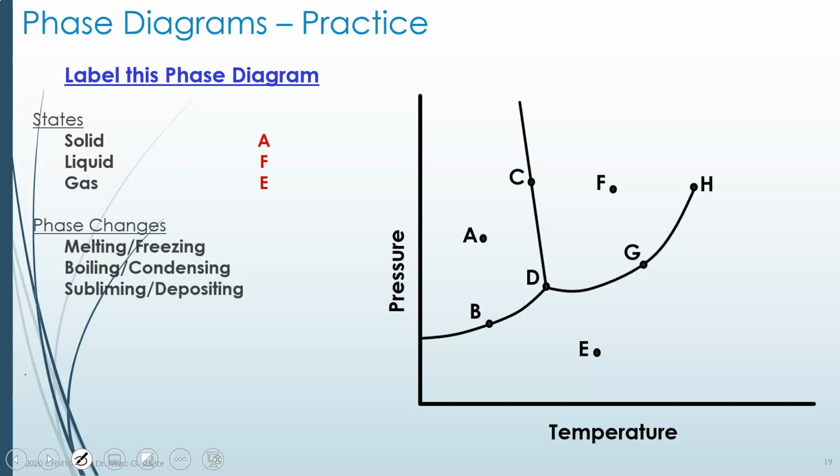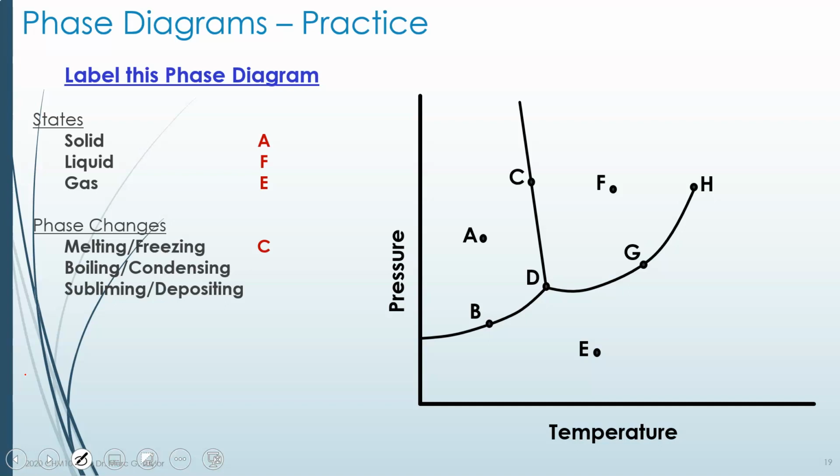Let's talk about some transitions. Melting and freezing. So melting and freezing are the opposite of one another. Melting is going from a solid to a liquid. Freezing is going from a liquid to a solid. So we merely look for the solid phase area and the liquid phase area, and anything along that line between D and C and continuing on up, that's the transition of melting or freezing, depending on which direction we're going.